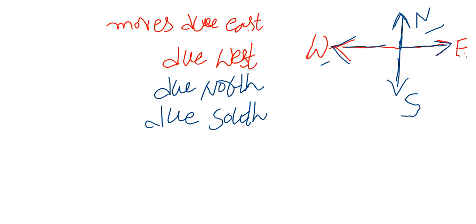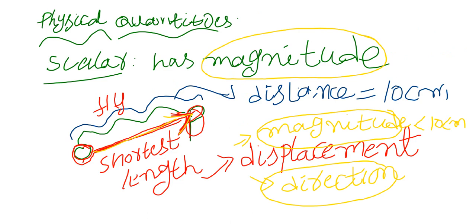So till now we discussed scalars and vectors. A scalar has only magnitude. Distance is a scalar. Speed is a scalar. Volume is a scalar. We represent them just with the help of magnitude. A scalar has only magnitude.